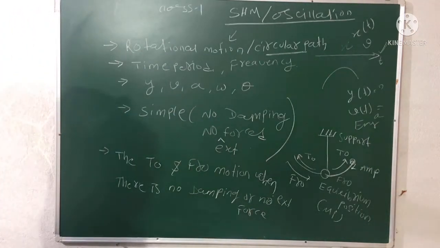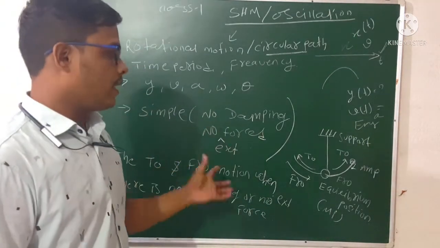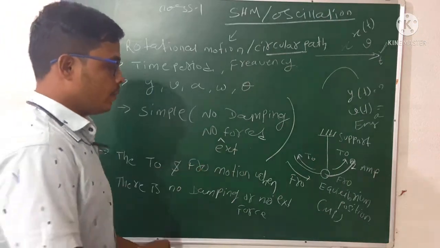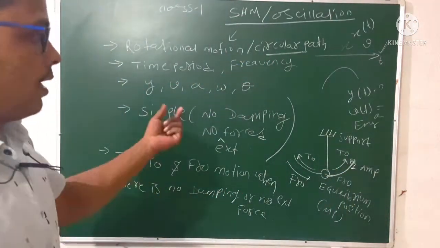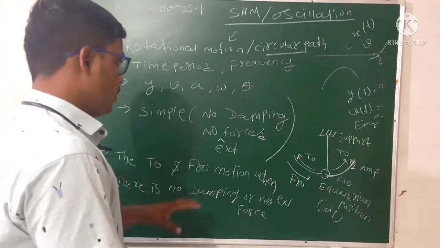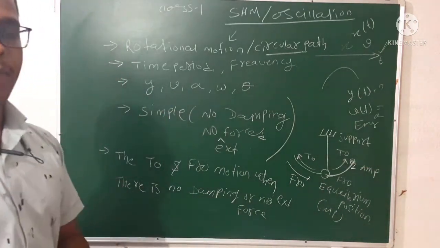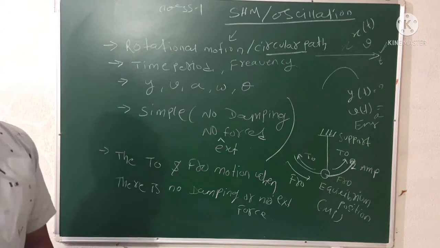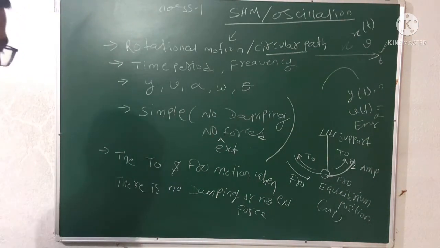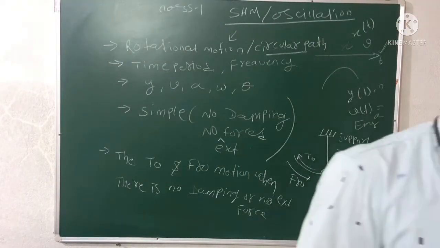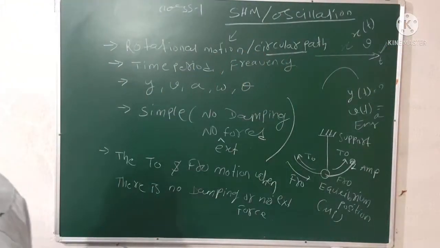So why is this simple? Because there is no damping and no force. Why is this harmonic? Because this is to-and-fro motion. The to-and-fro motion is the harmonic, and the last word is motion. So this is the introduction about simple harmonic motion. Now we will see what is happening when it is in motion.